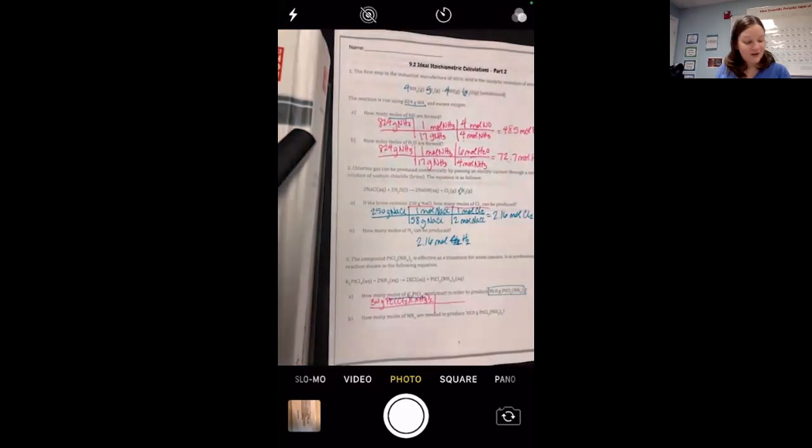PtCl2. Oops. Page 3. That's super fun. Okay, so the molar mass of this, Pt, by the way, is platinum. 195 times 35.